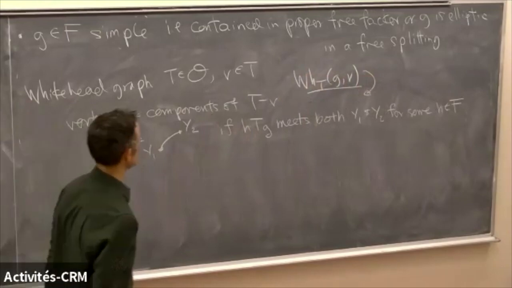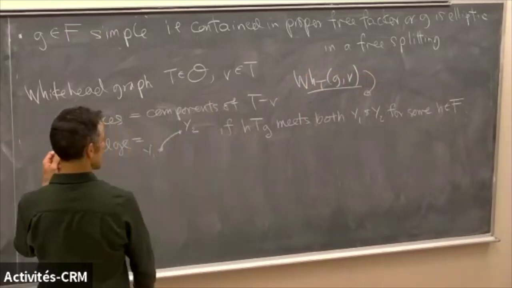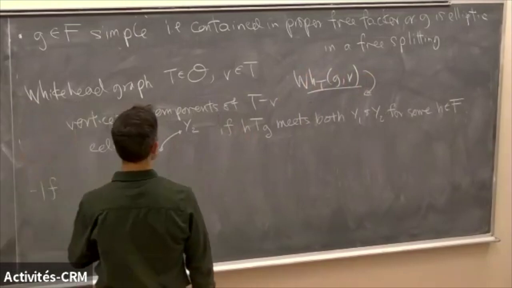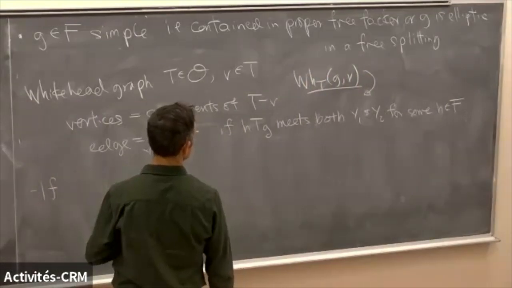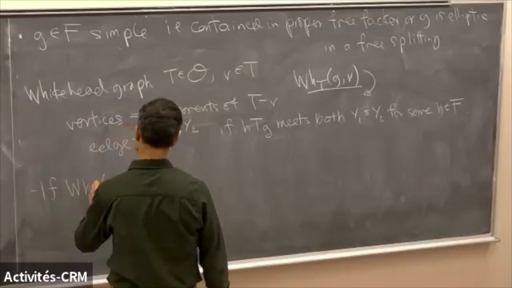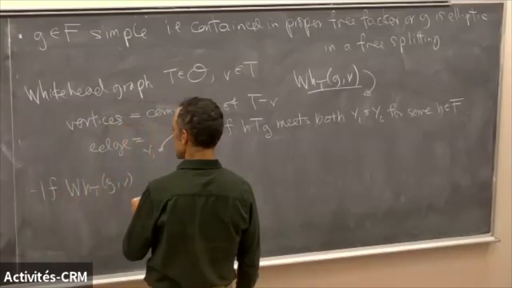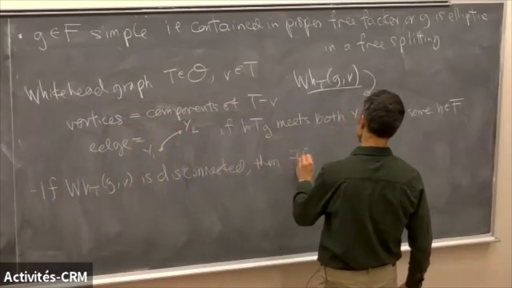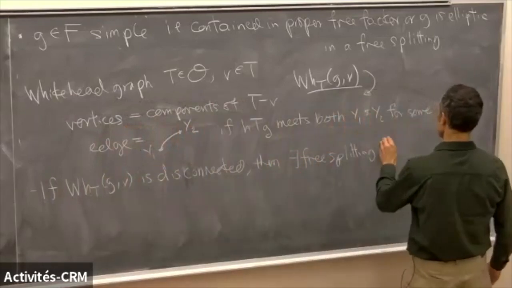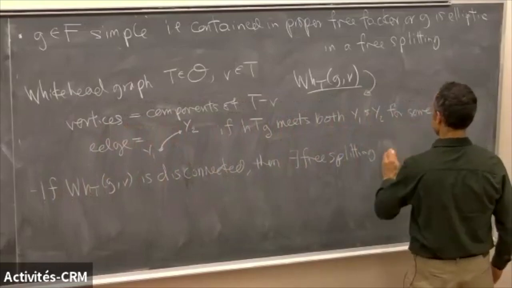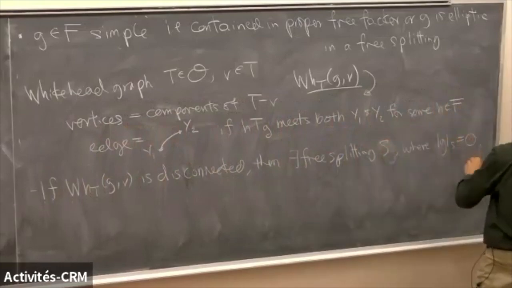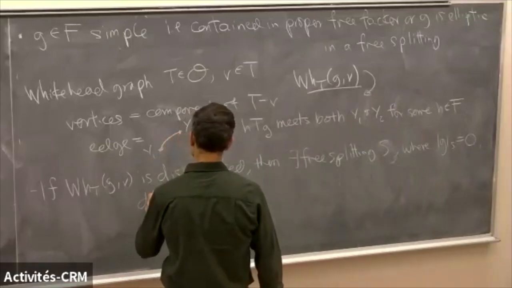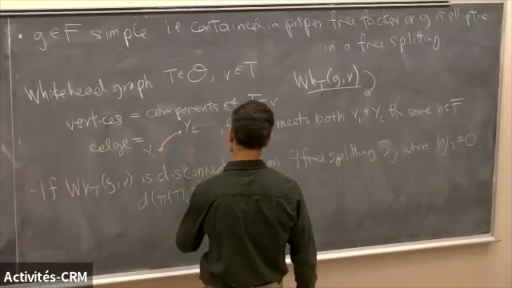Okay, and so then there are a few standard facts about the Whitehead graph that are probably some of the first things you learn when you start learning about it. The first is that if the Whitehead graph is disconnected, we can find a free splitting. Written in the language here, if the Whitehead graph is disconnected, then there's a free splitting S where G is elliptic, has combinatorial length 0, and its distance from T, or the projection of T, is at most 1.